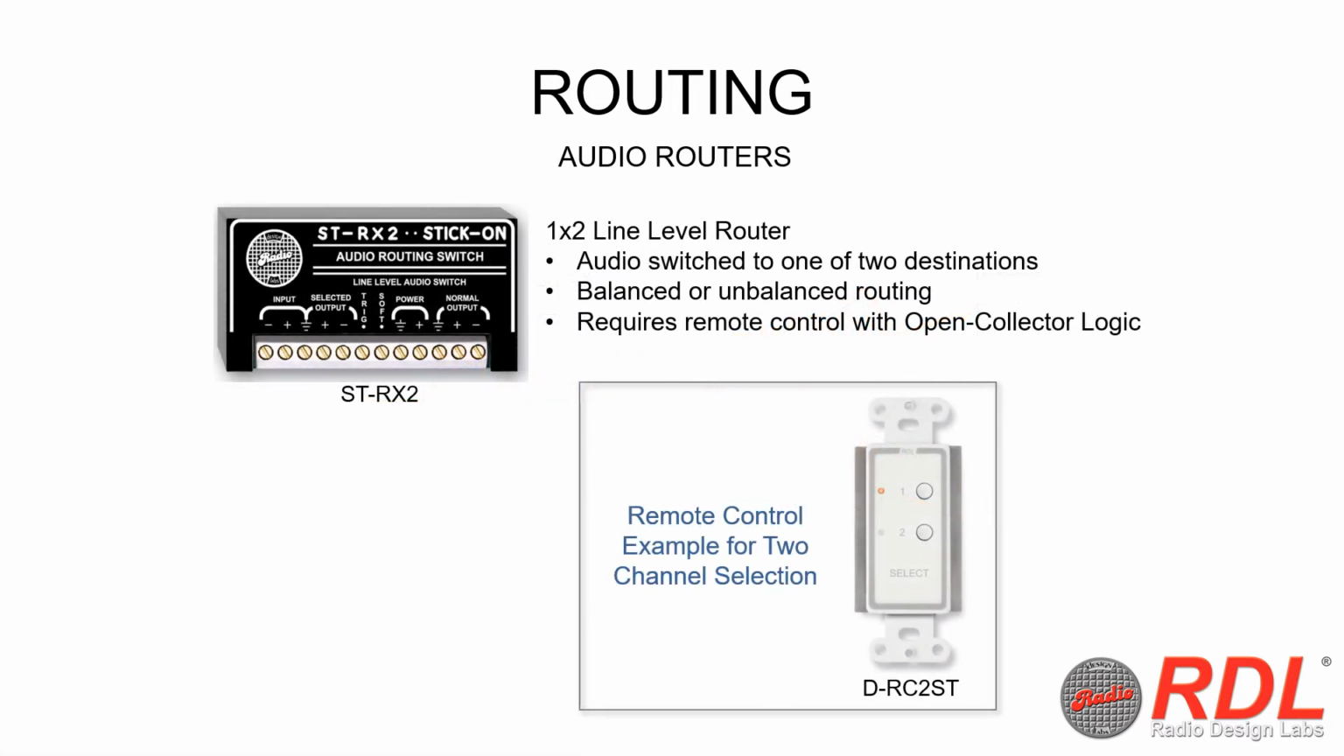The SDRX2 is a 1x2 router that can send a balanced or unbalanced line-level audio signal to one of two destinations. These destinations are referred to as normal or default destination and a selected destination. The routing change is triggered by an RDL remote control or any controller that provides open collector logic. Here we're showing a DRC2ST 2-channel remote control as an example.